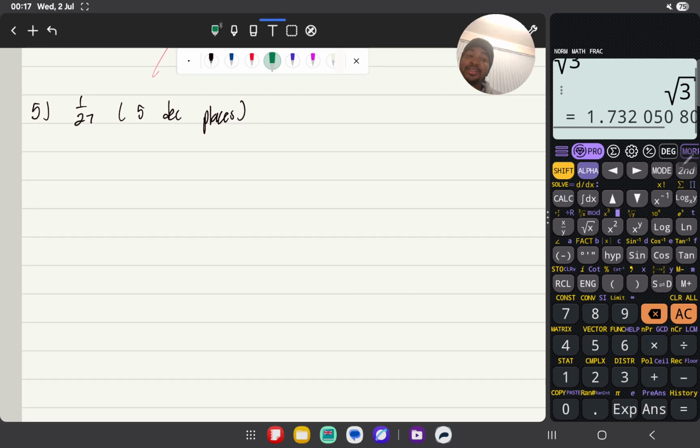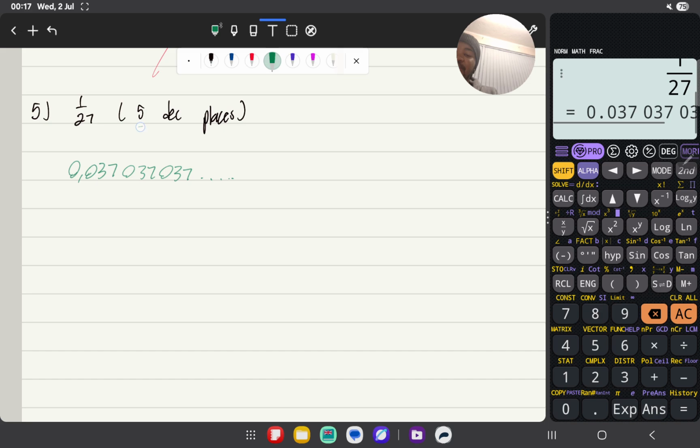Yeah, let's check 1 over 27. So 1 over 27 is 0.037, 0.037 continuing. So in 5 decimal places, our focus is the 6th number. 1 2 3 4 5 6. The number in the 6th position is greater than 5. That means the number before, meaning the 5th number, is going to increase by 1.